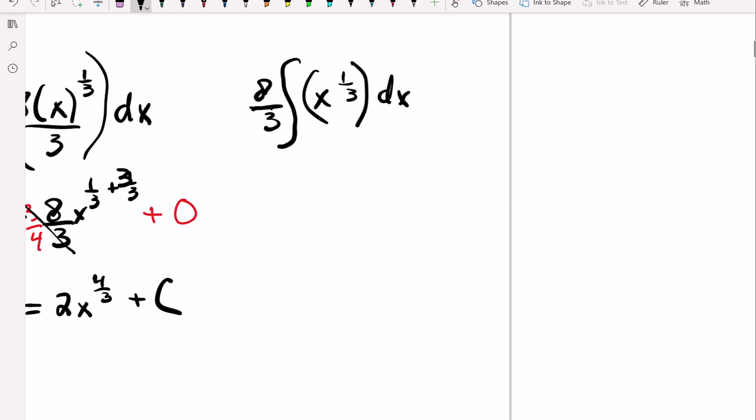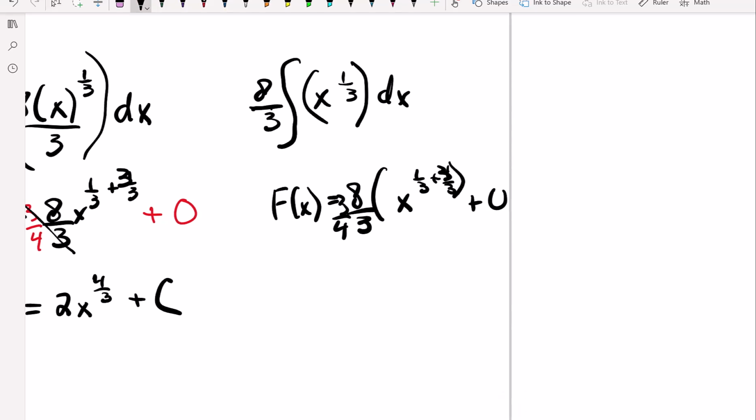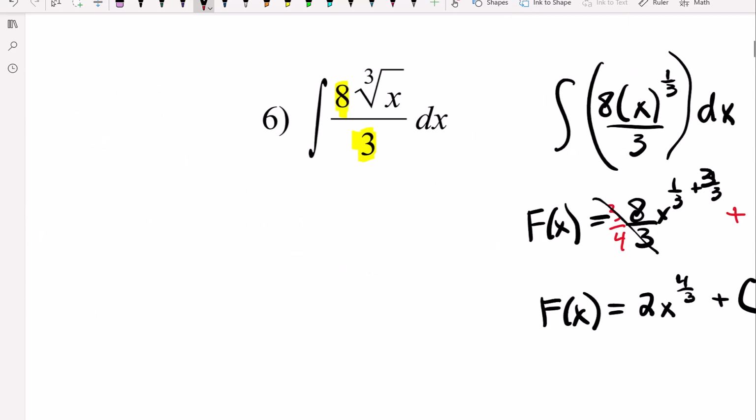So over here, what they would tell you to do is, and sometimes this is easier. So x to the 1/3 plus 3/3. So we're going to divide by 4/3. So it doesn't, I guess, really change a whole lot, but sometimes it's easier with this multiplier being on the outside. All right.